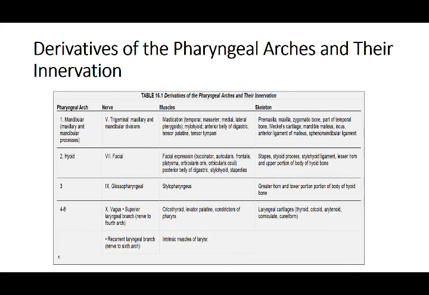That is, this is just telling you what bone is going to arise from what arch, and what muscles are going to arise, and what nerve is going to supply that. So it is a collective. If you want to remember the derivatives, this is a very good way of remembering it, but first you have to understand. And then the fourth and the sixth ones are supplied by the vagus.